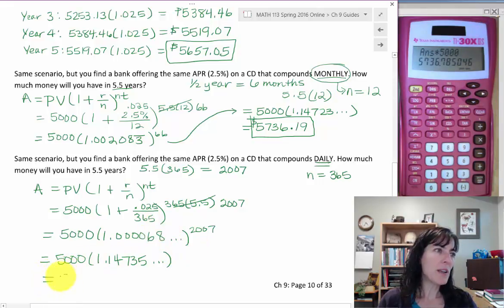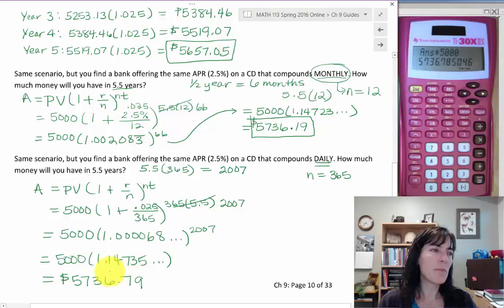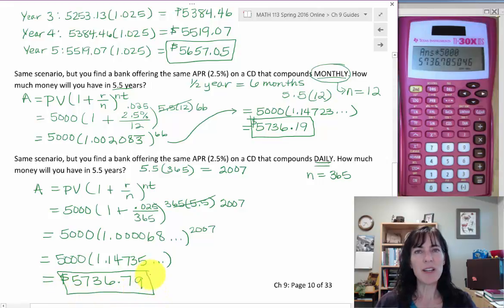and now I'm getting money: 5736.78, and the next digit's a 5, so I'm going to have to bump that 8 up to a 9. So you will have $5,736.79. You can see that it's about 60 cents better than our monthly compounding. Compounding every day earned us about 60 cents.